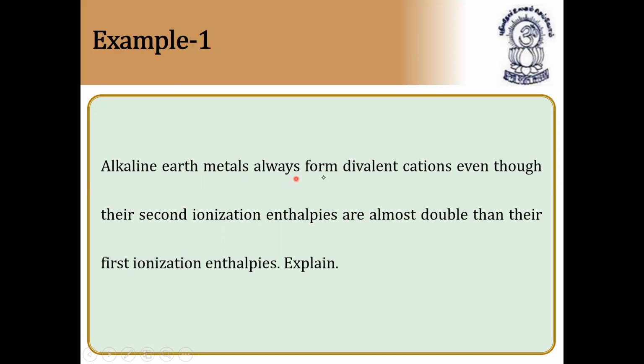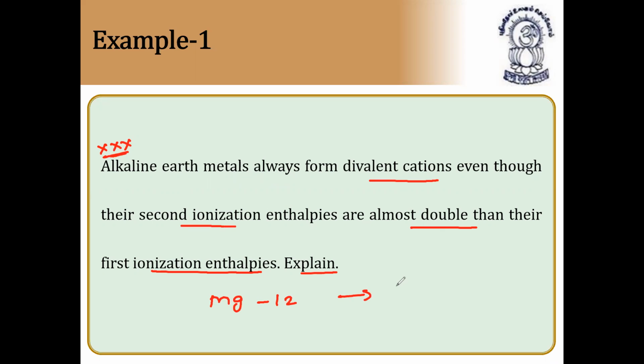Alkaline earth metals always form divalent cations even though their second ionization enthalpies are almost double their first ionization enthalpies. Explain. A very, very important question. Again, I repeat the question. Alkaline earth metals always form divalent cations even though their second ionization enthalpies are almost double their first ionization enthalpies. Explain.